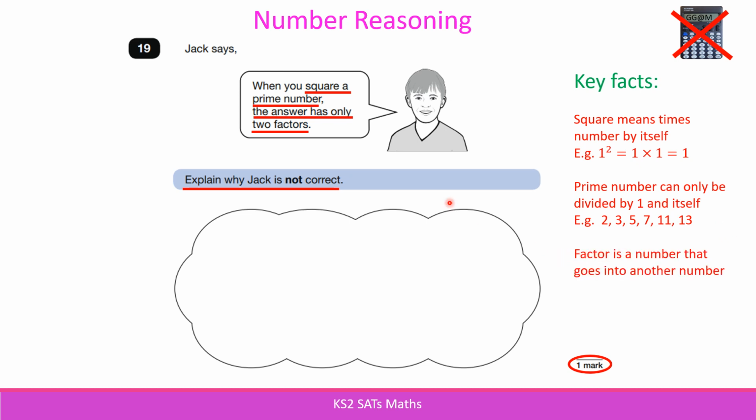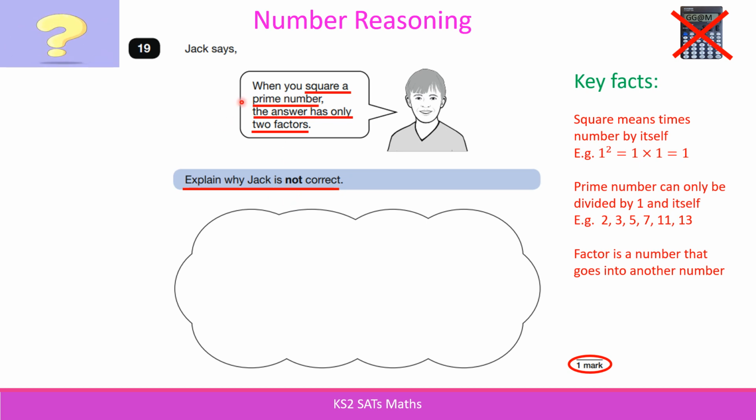Then the next part of the question says the answer has only 2 factors. So this word factor, this is a number that goes into another number. Okay, so you need to know what a factor is. So for example, a factor of 10 is 2 because 2 goes into 10 5 times. So 2 and 5 are the factors of that number 10. So you've got to show that it is only 2 factors, and you've got to say why it is not correct.